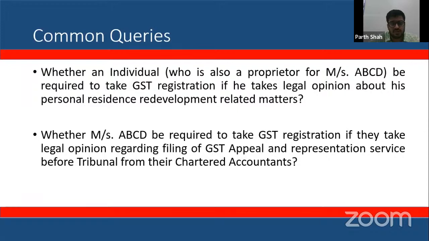Similarly, as a firm, as a business entity, I go to my chartered accountant for matters regarding a GST appeal or representation for a hearing before the tribunal. Am I required to pay tax under reverse charge? Again the answer is no, because in this case the supplier of service is not a legal firm or an advocate or a senior advocate. I hope this clarifies any doubts on this matter.